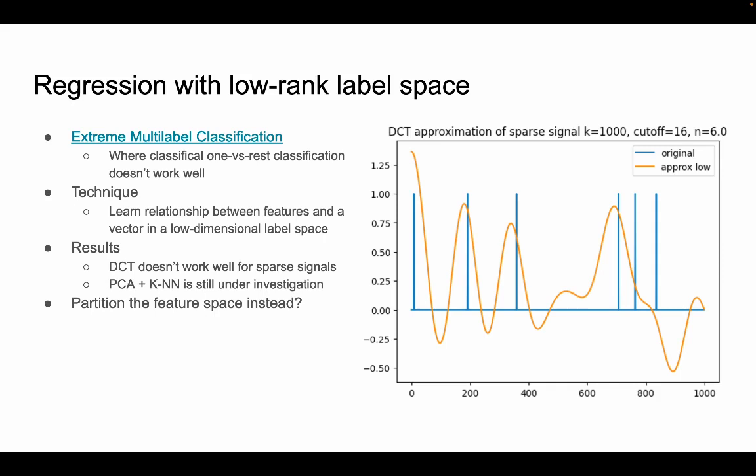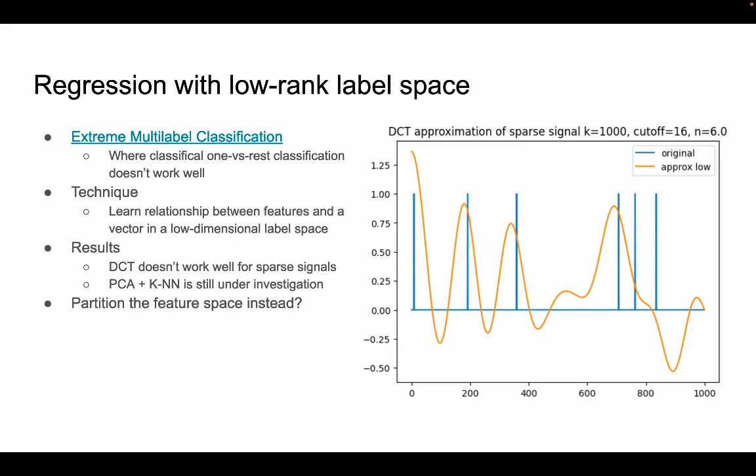We're still investigating what it would be like if we did something that was similar to latent semantic indexing. So we take the PCA of the label space, and then we learn a relationship between the features and each of the coefficients of PCA. And then we do a nearest neighbor search to figure out what's the original vector that corresponds to this label.